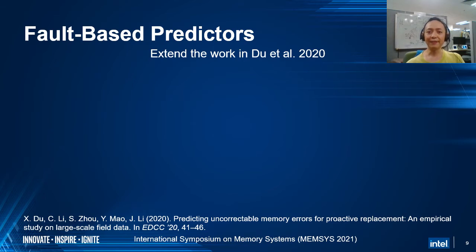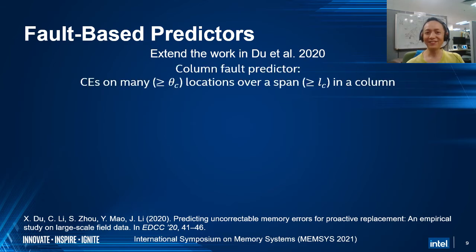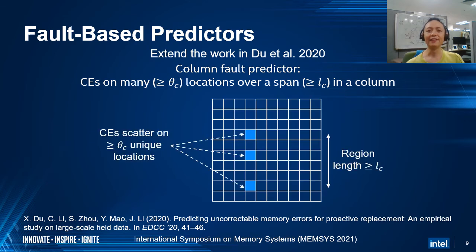The fault-based predictors used in our study are extended from our previous work. In that work, a column fault predictor is defined. If in a 24-hour time window, CEs are observed on no less than θC locations over a span with the length no less than LC in a column, the column fault indicator is activated. We then predict that UEs will occur in the future. Here we depict a column fault example in a bank of 2-dimensional arrays.